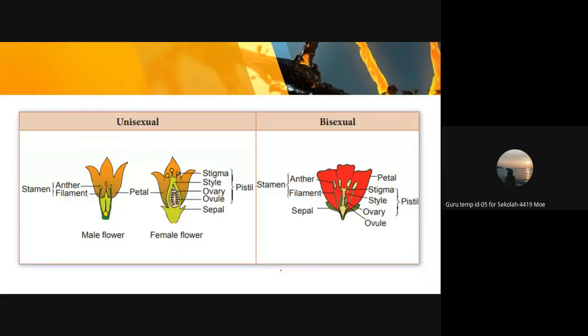So let me explain. Just now I said unisexual has only one, either male or female. If male, it has stamen only, which consists of anther and filament. But for female, it only has pistil: stigma, style, ovary, ovule. For bisexual, it has both. Stamen is there, pistil is there too, so it is complete. Unisexual is not complete because it has only one.